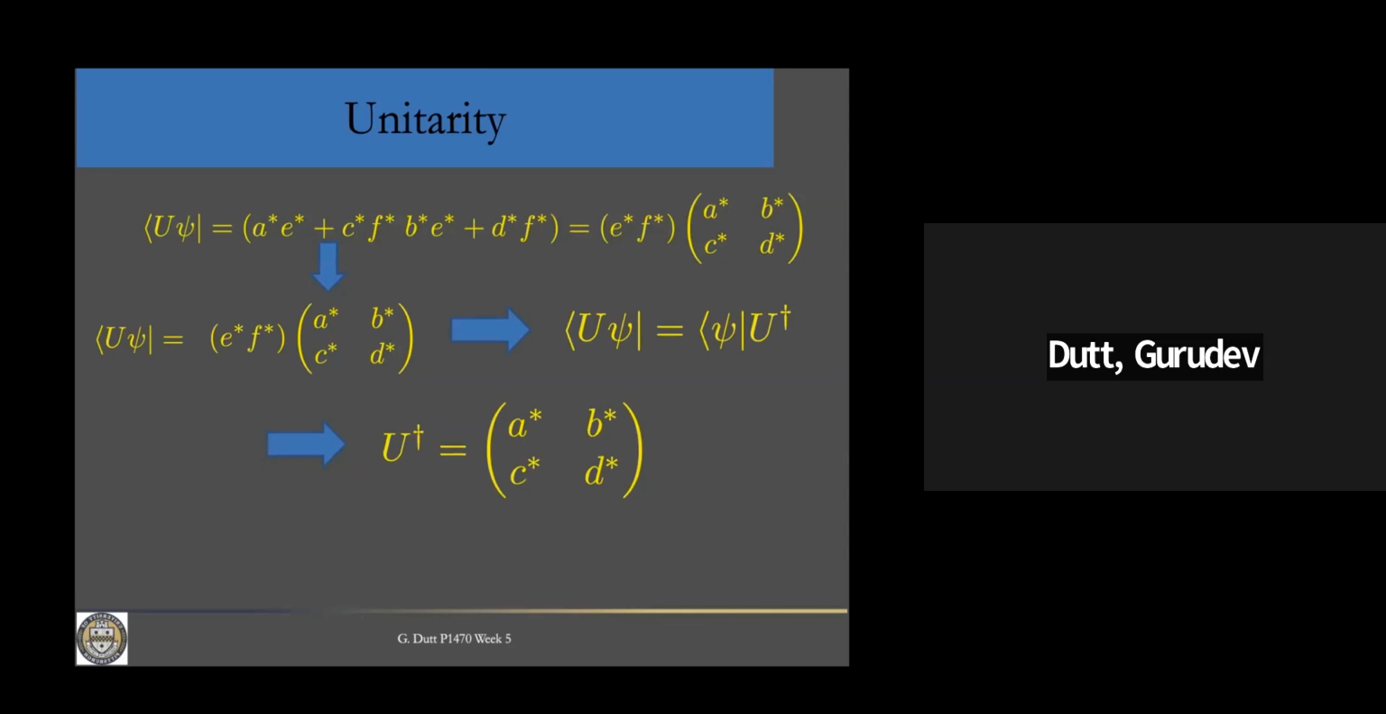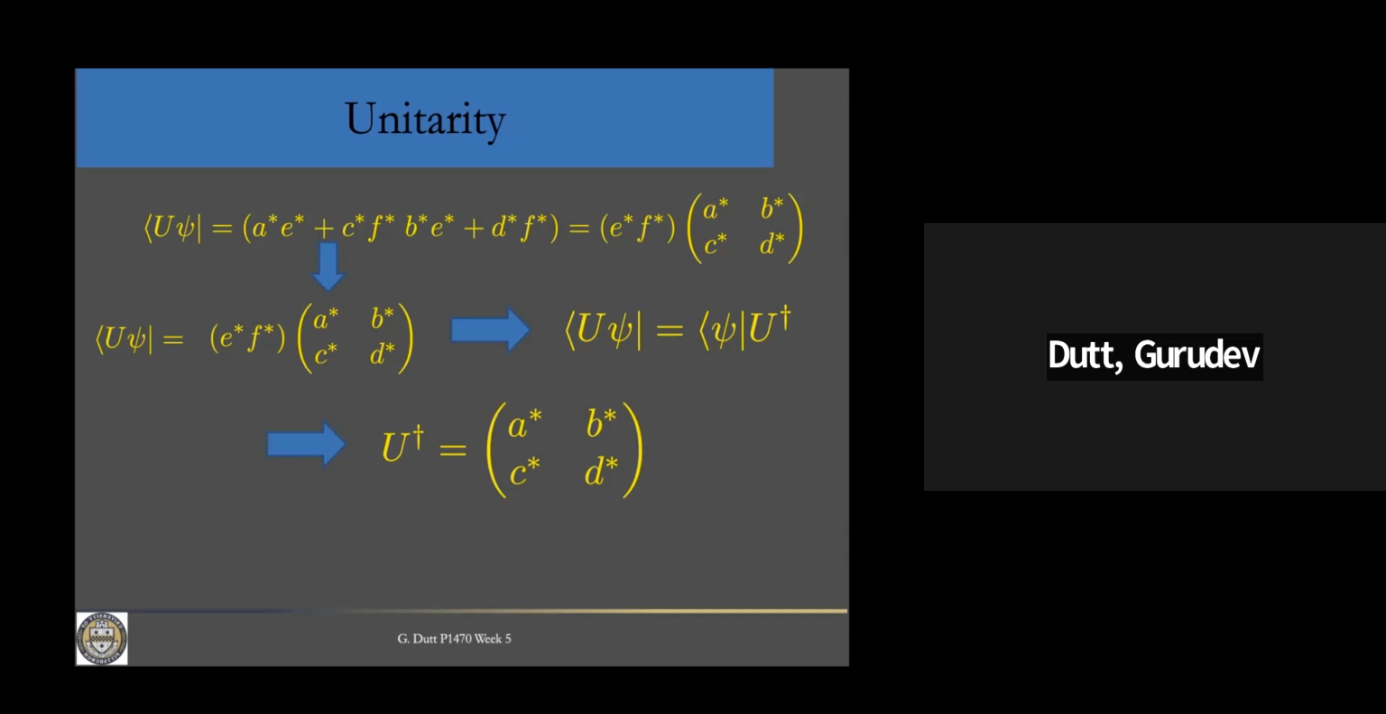A star, B star, C star, D star. Finding the transpose is just interchanging the off diagonal elements, right? So just taking U, interchanging its off diagonal elements, and then taking the complex conjugate of all the elements. So that's this matrix U dagger.